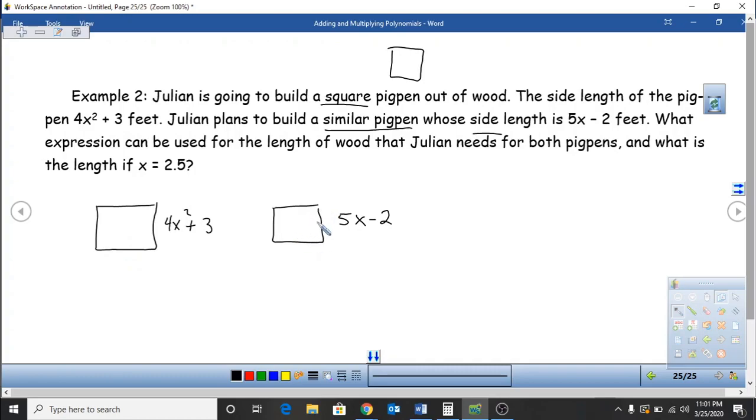And you could do the same thing here. But this question, they want you to think a little bit outside of the box, no pun intended. So here's what you're going to do. You know that you're going to take all 4 of these sides, and then you're going to add them to all 4 of these sides.